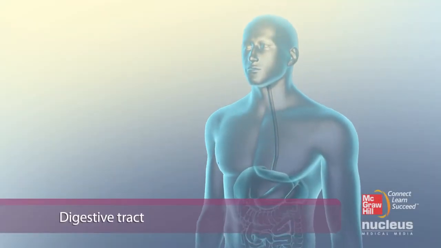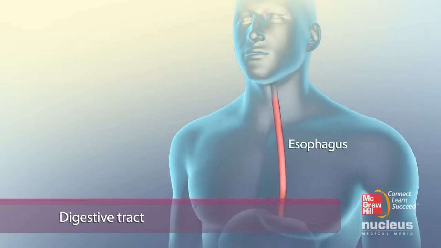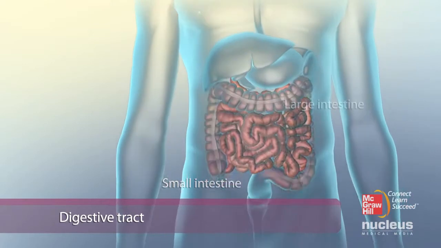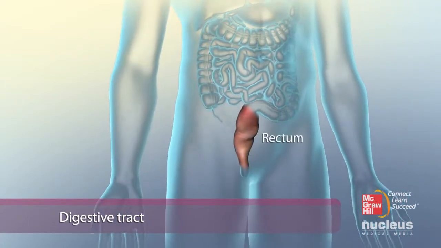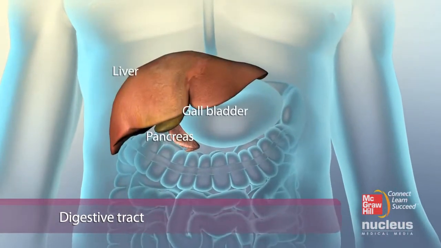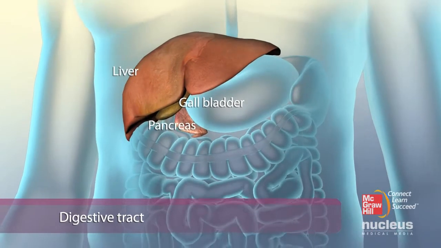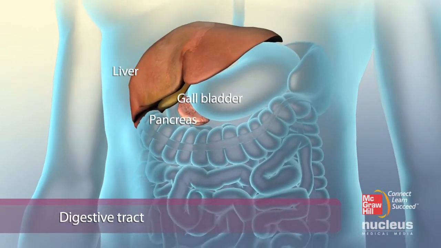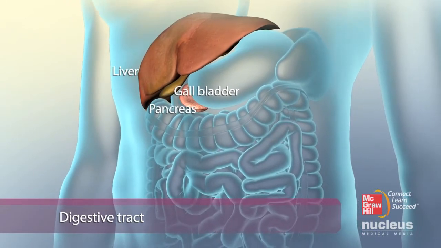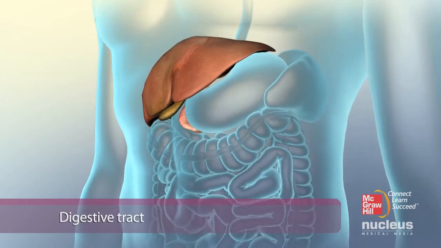The digestive tract includes the mouth, esophagus, stomach, small intestine, large intestine, rectum, and anus. The pancreas, liver, and gallbladder are accessory organs of the digestive tract that have many functions, one of which is to produce digestive juices and enzymes that aid in digestion.